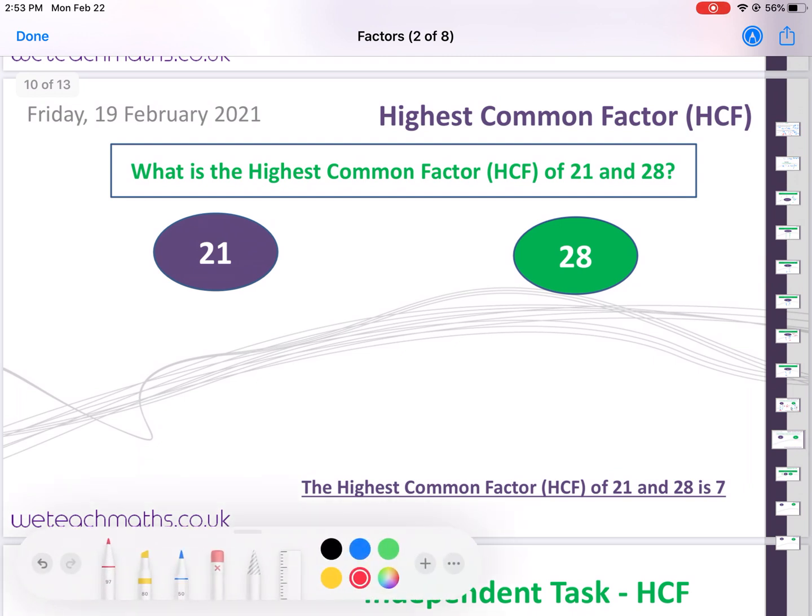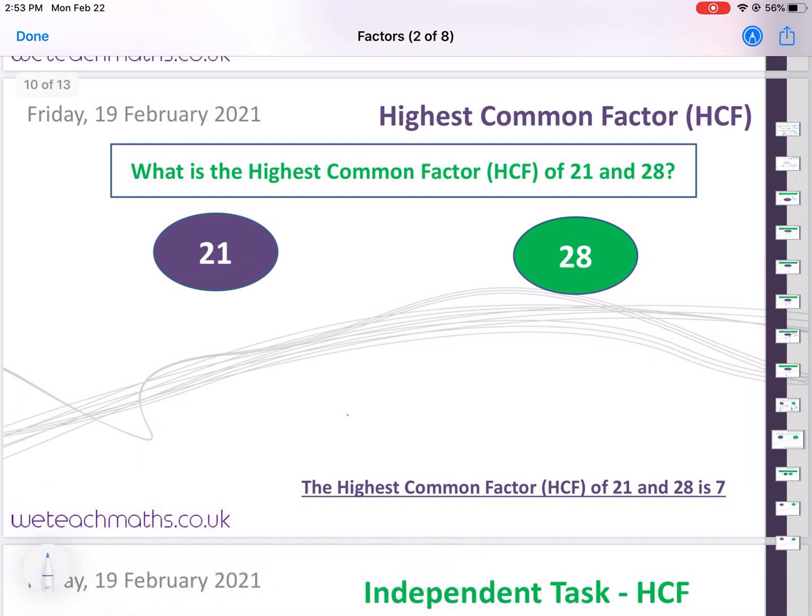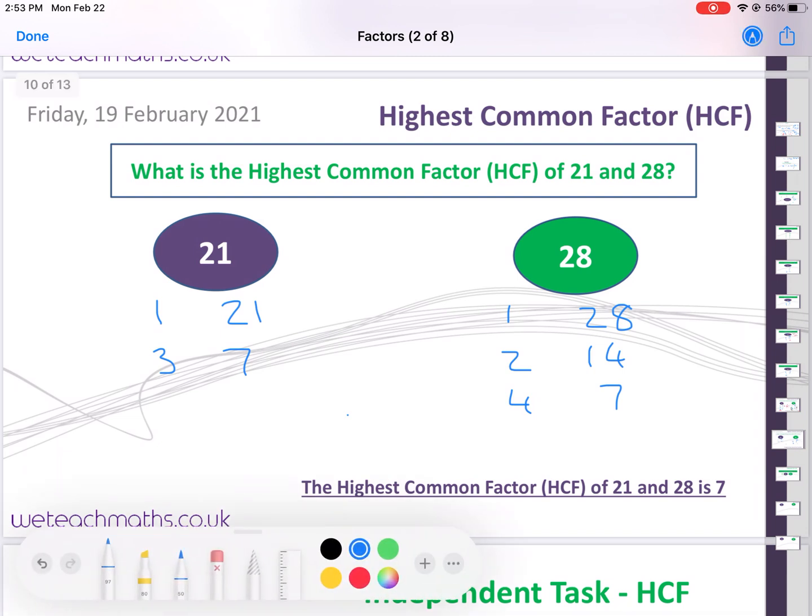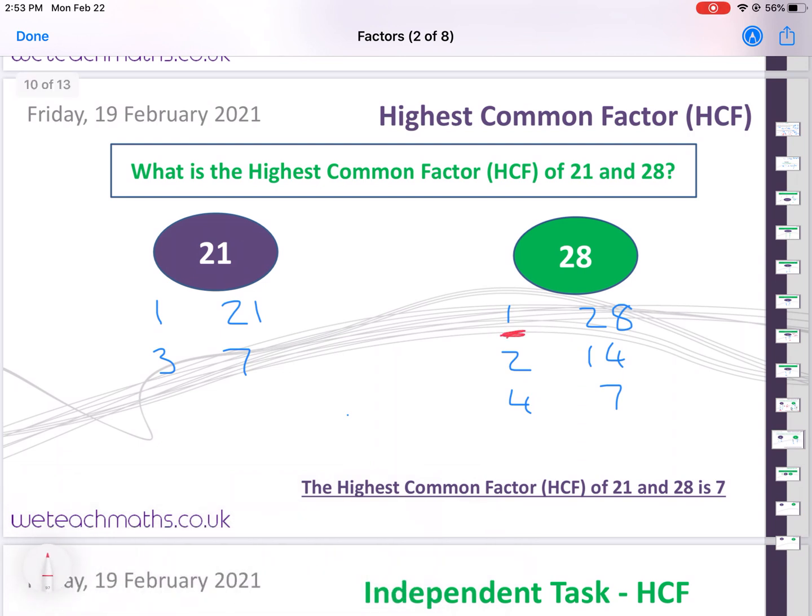The next one, 21 and 28. So again, we list our factor pairs. 1 and 21, 3 and 7 is all we have for 21. 1 and 28, 2 and 14, 4 and 7, and that's all we have for 28. Therefore, we look at the ones that are common. Now, 1's always going to be common, so if you have no other common ones, you know that you can use 1. However, in this case, we have 7, which means 7 is our highest common factor.